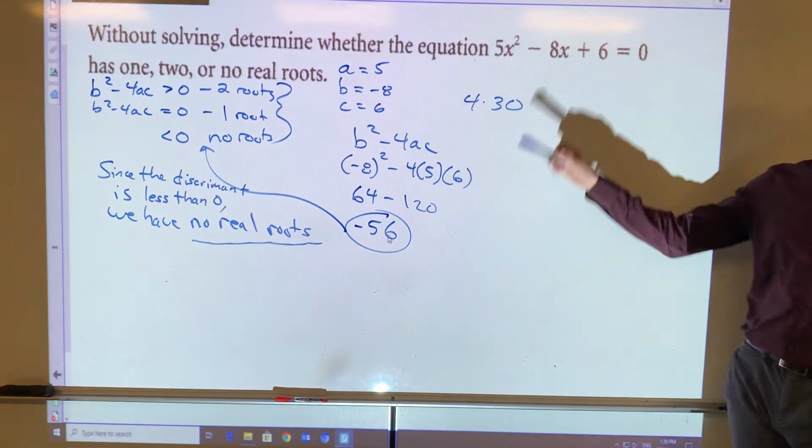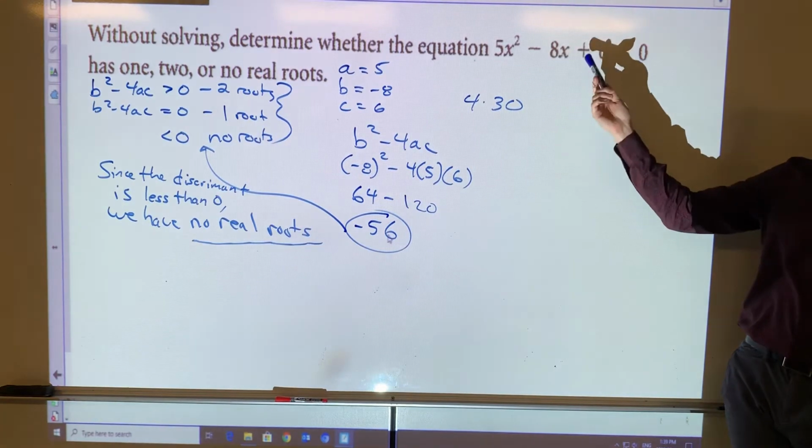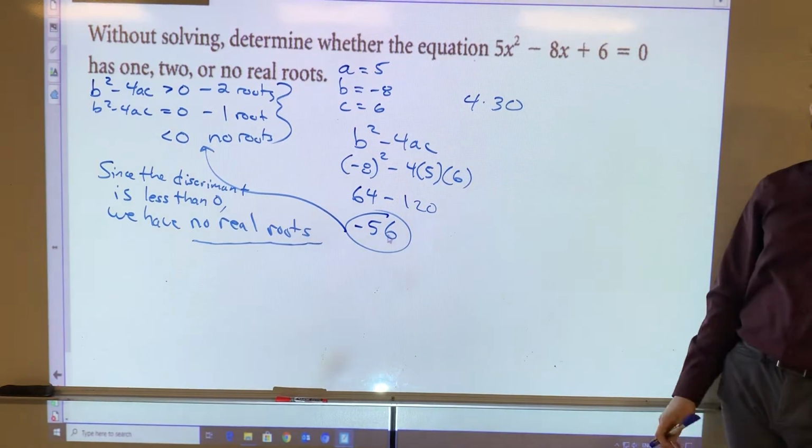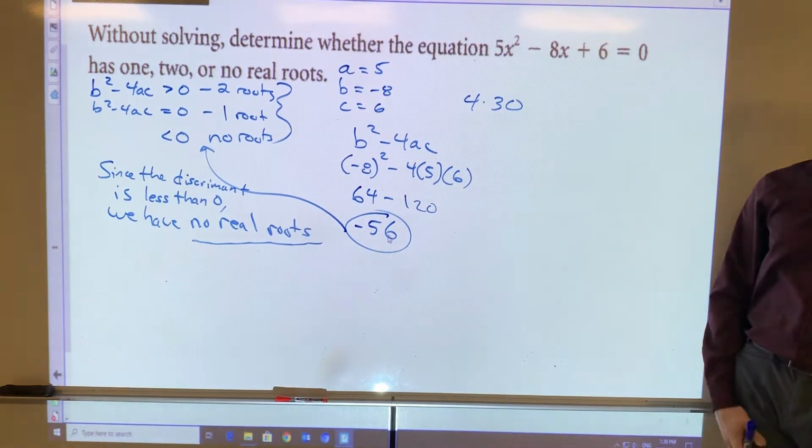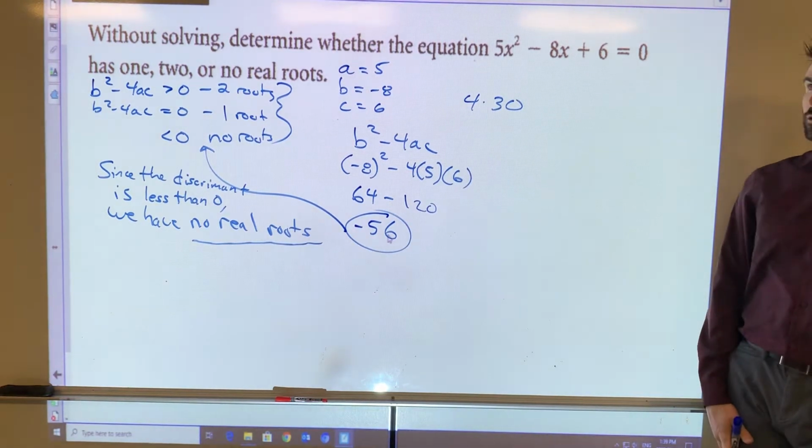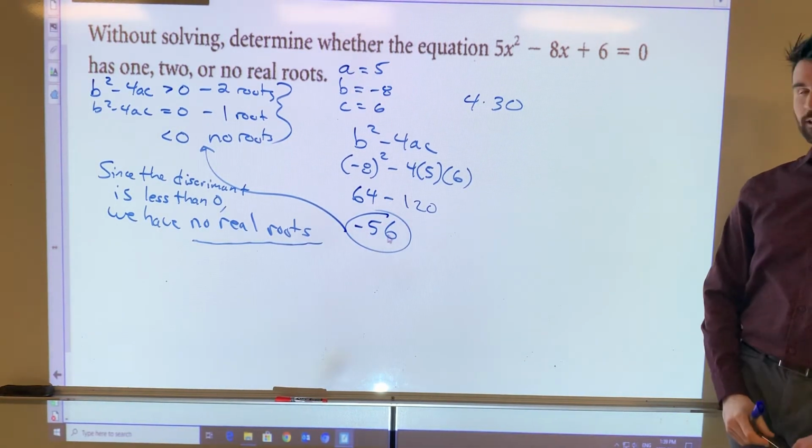Don't be tempted to solve. Some of you might say, I'll just factor it and see what I get. Are you supposed to use this before using the quadratic formula to find if there are roots? Not necessarily, it's just a convenient thing you can do.